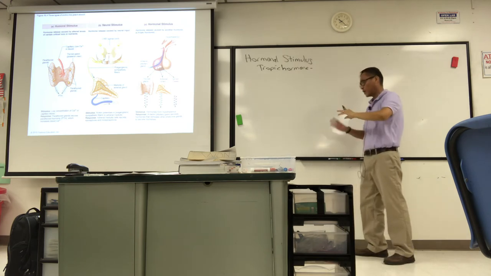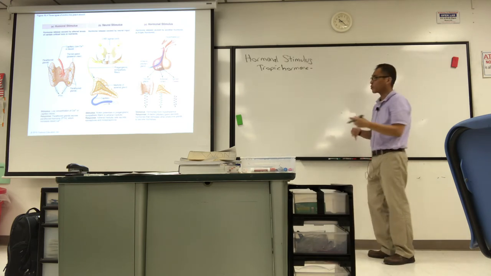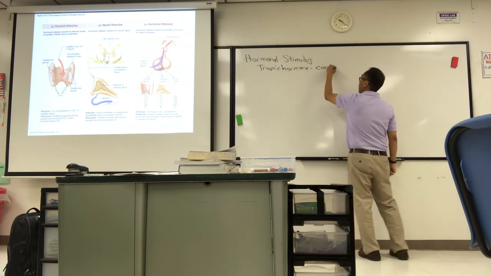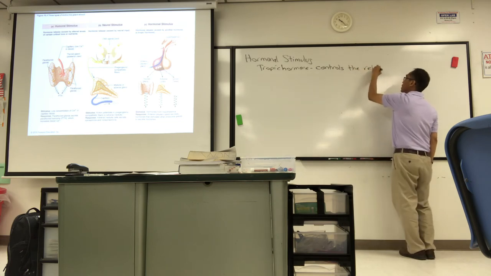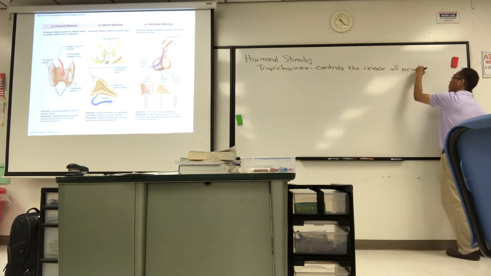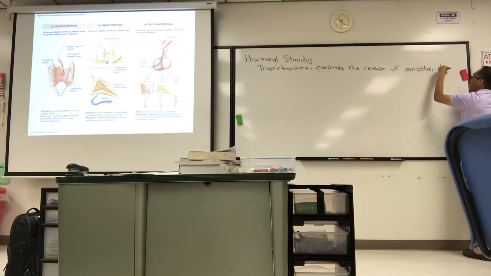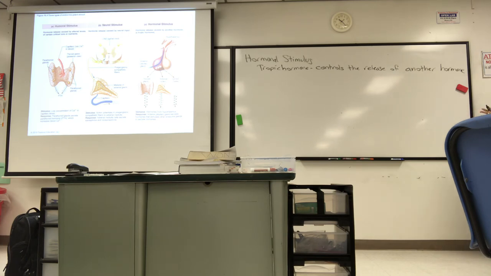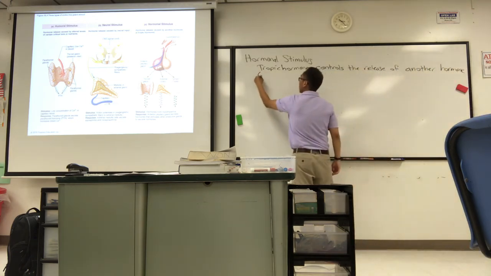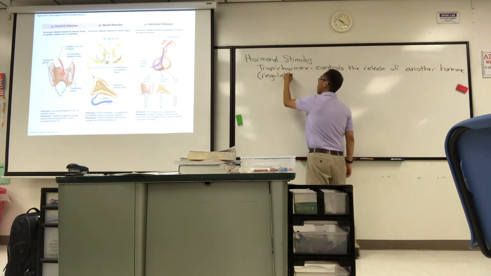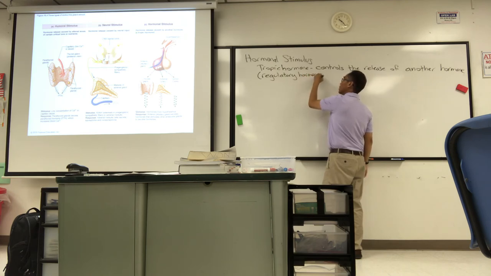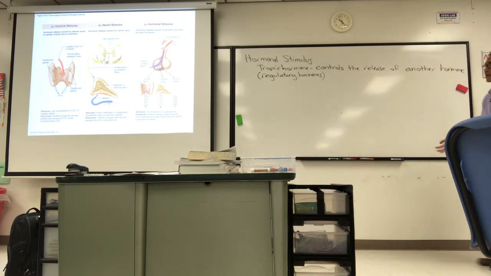It can stimulate its release or inhibit its release. It controls it. It's a regulatory hormone. So let me write all that down. Controls the release of another hormone. I mostly call them tropic hormones. You can also call them regulatory hormones. They might even go by some other names that I can't remember right now. If you come across them, let me know. But mostly we call them that.